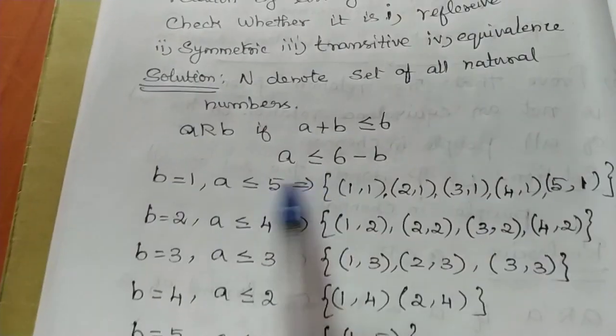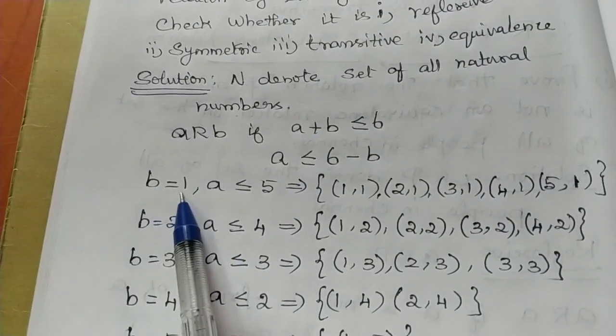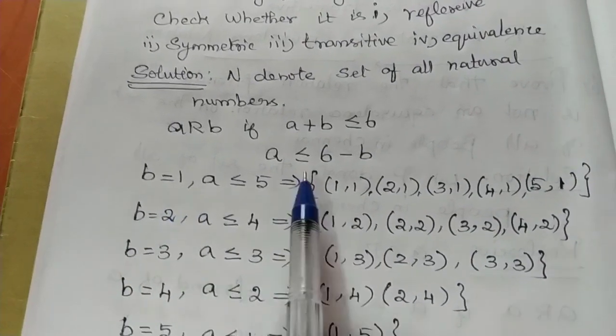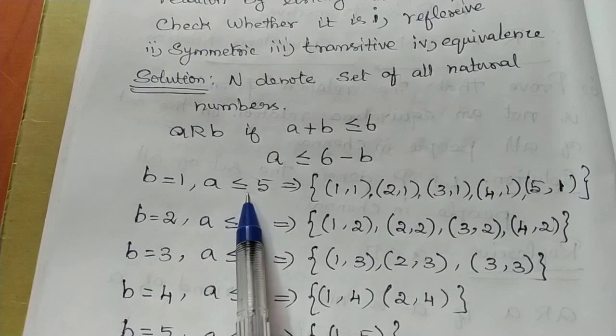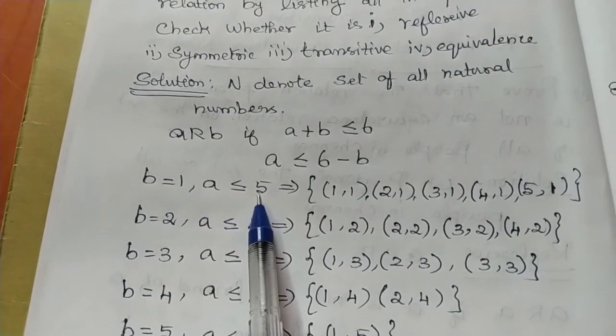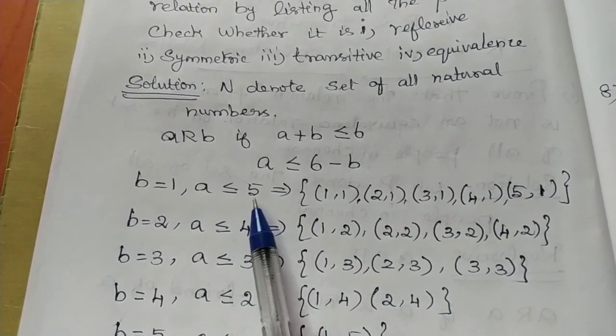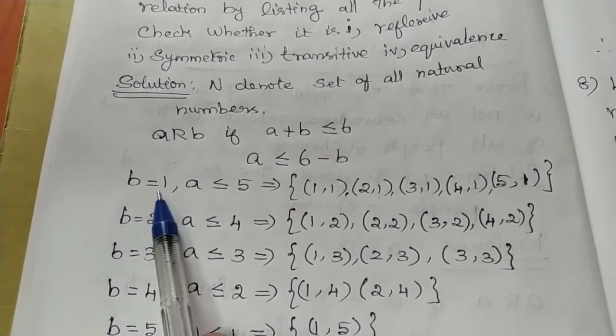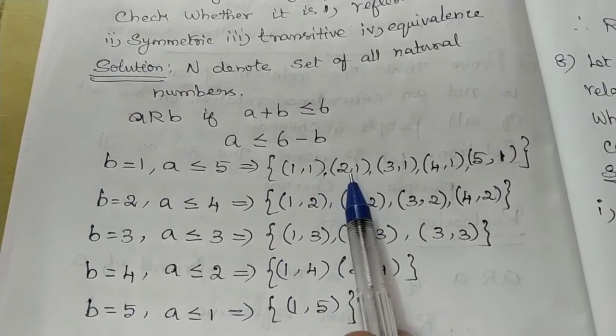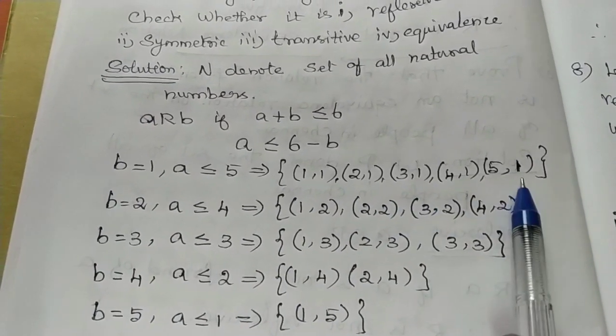Suppose I take B equal to 1, natural numbers starting from 1. 6 minus 1, so A is less than or equal to 5. A less than or equal to 5 means 1 to 5, so 1, 2, 3, 4, 5. But B equal to 1 only. So the pairs are (1,1), (2,1), (3,1), (4,1), (5,1).